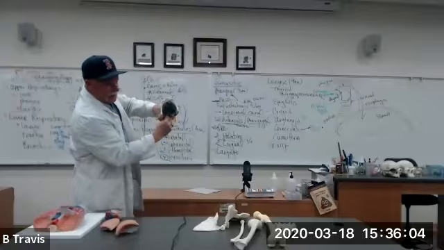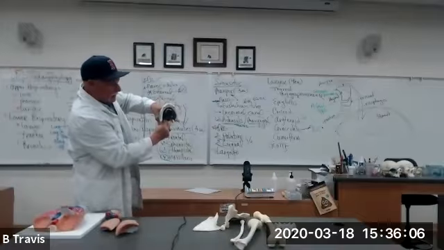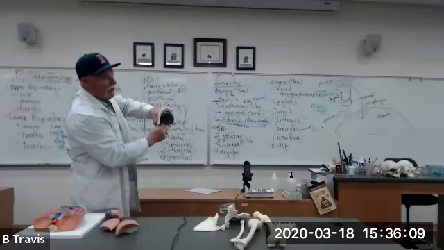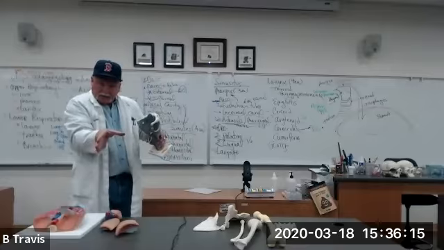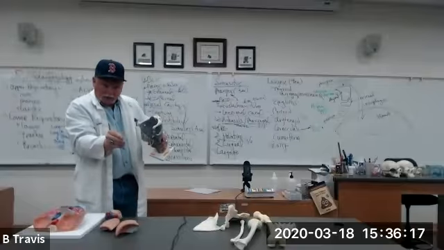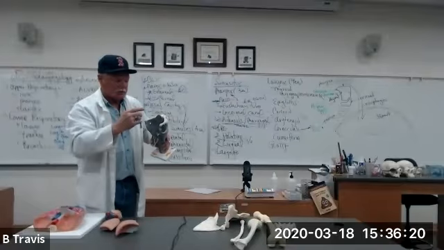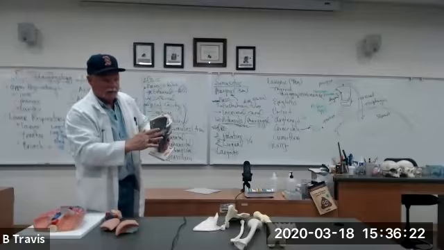You can see them moving. The arytenoids are attached to the vocal folds, vocal cords. So when they move, they open up the glottis. When they close the glottis, which we do for speech, the epiglottis covers the opening to it.